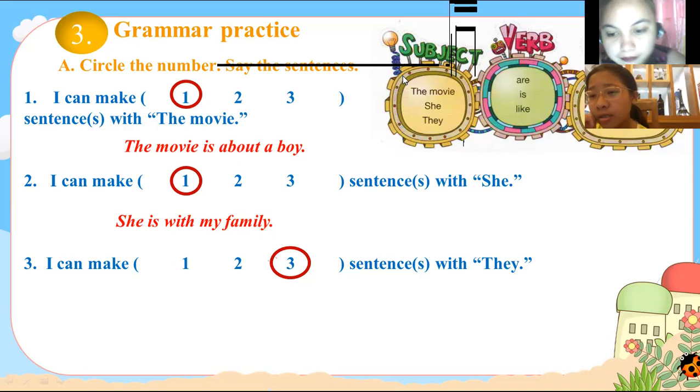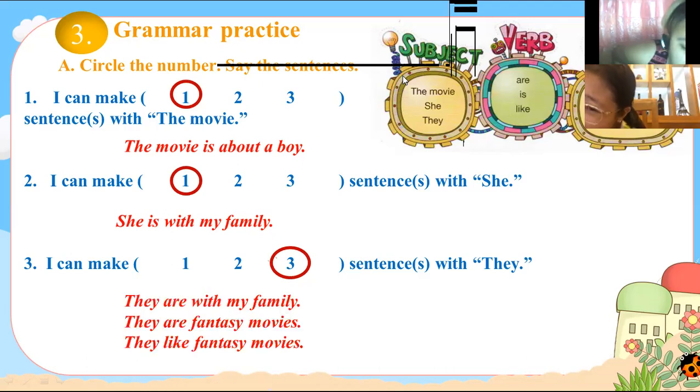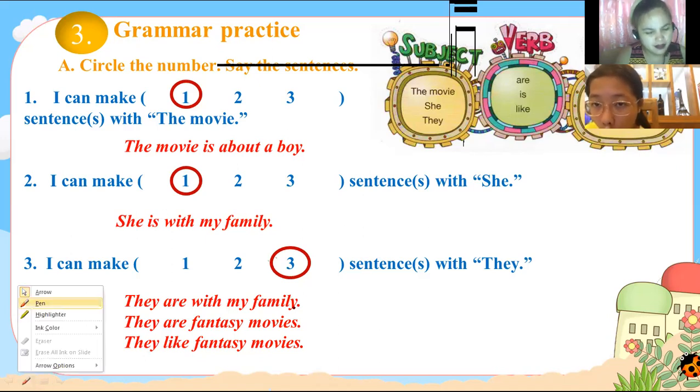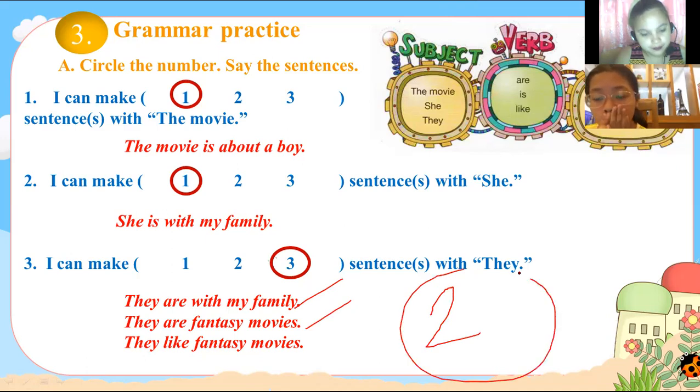They are about the boy. No. Oh, let's see. I think you said it right. Okay, can you read it? They are with my family. They are fantasy movie. They like fantasy movie. Okay. So you don't add the word about a boy, okay? Well, anyway, I will give you 2 points here. Yeah, I can give you 3 points because you said all of this. Okay, 3 points. Very good.